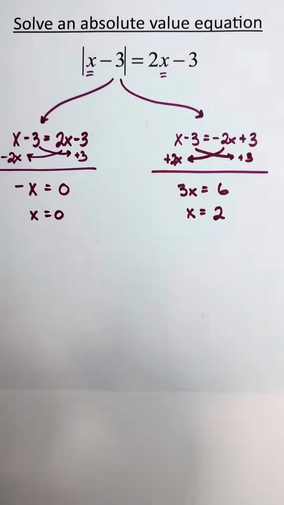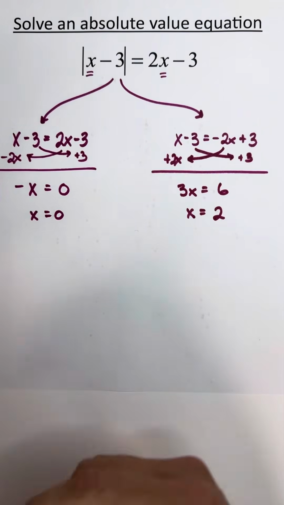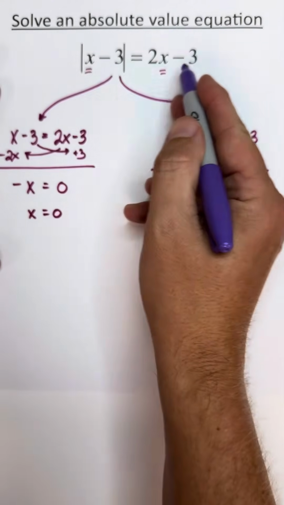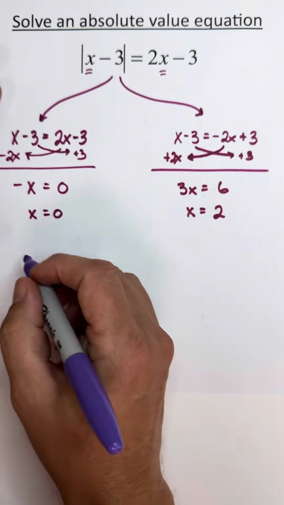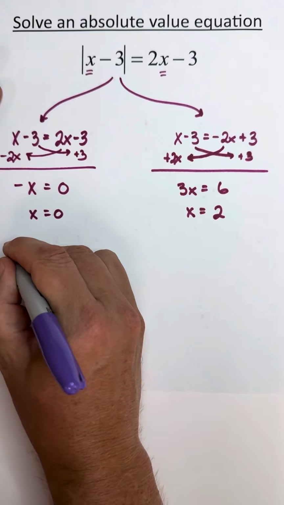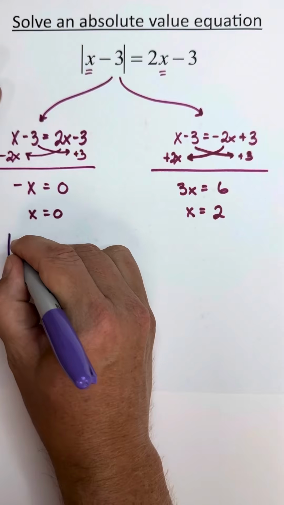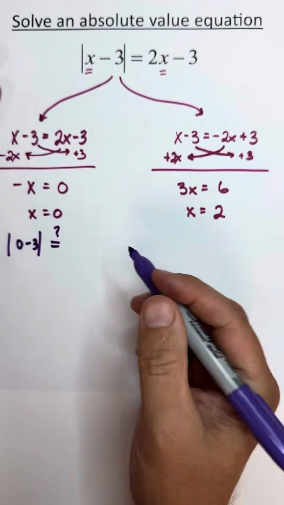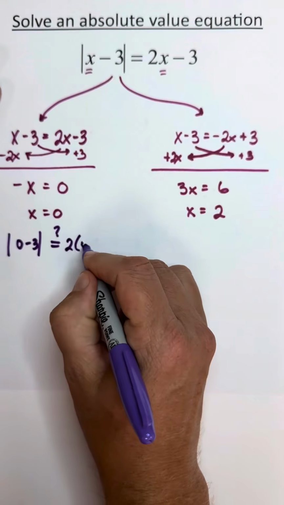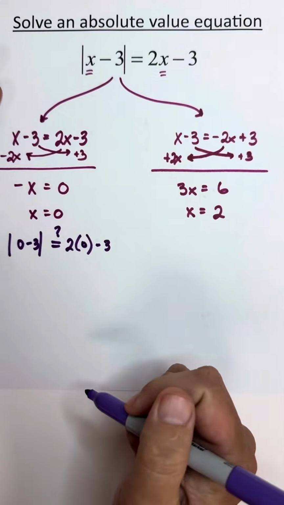Okay, so we have two solutions. Now we need to check those solutions. And when I check them, I'm going to plug them into the original equation. So the original equation up here, except I'm going to replace the x's with the solution values that I have. So this one would be absolute value of 0 minus 3. And we're trying to see, does that equal 2 times 0 minus 3?